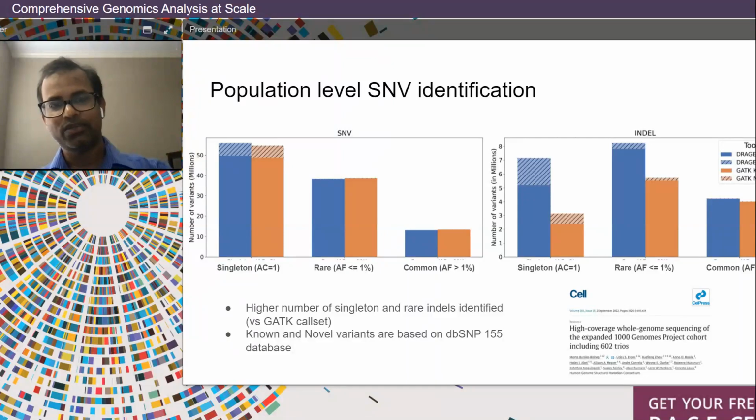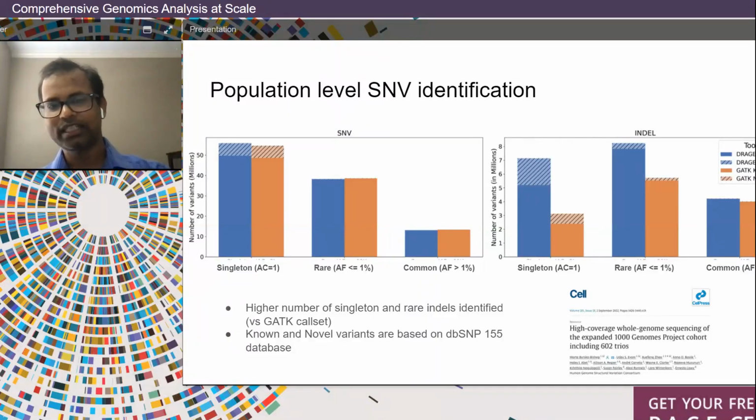The next thing we did, we wanted to compare the DRAGEN call set with the recently published GATK call set that was published in 2022 in Cell. We divided all the variant calls into three categories: the singletons, where the variants are found once in the population, the rare ones, which are the low frequency variants, and the common ones, which are the high frequency variants. We also compared them against the dbSNP database to know whether they are known or novel variants.